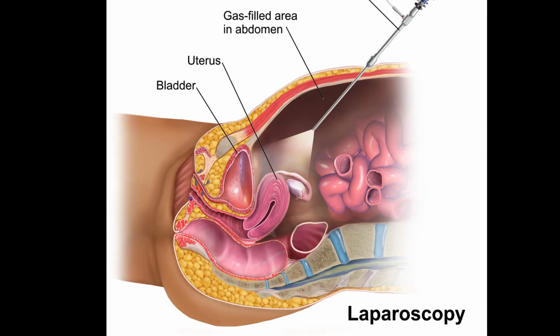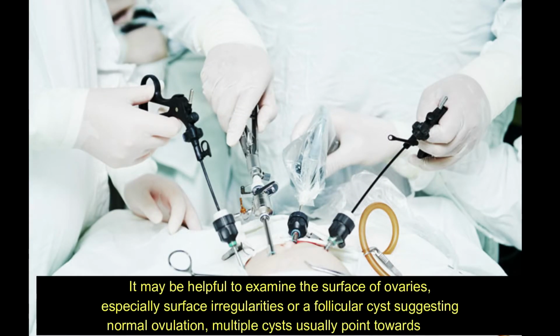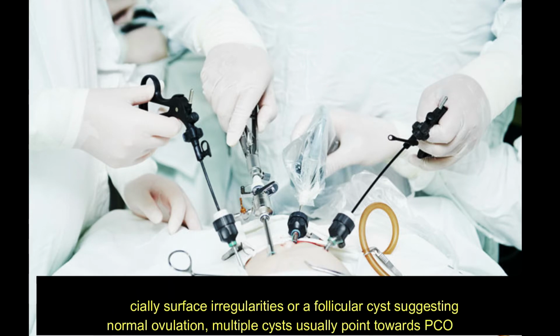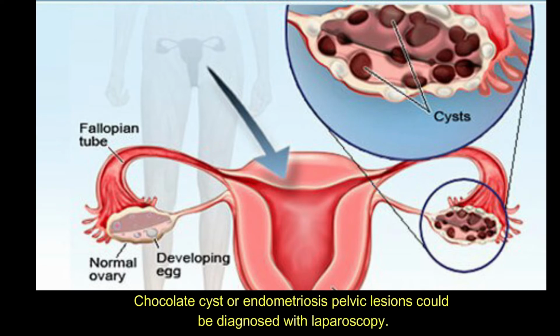Laparoscopy. It may be helpful to examine the surface of ovaries, especially surface irregularities or a follicular cyst suggesting normal ovulation. Multiple cysts usually point towards PCO. Chocolate cyst or endometriosis pelvic lesions could be diagnosed with laparoscopy.